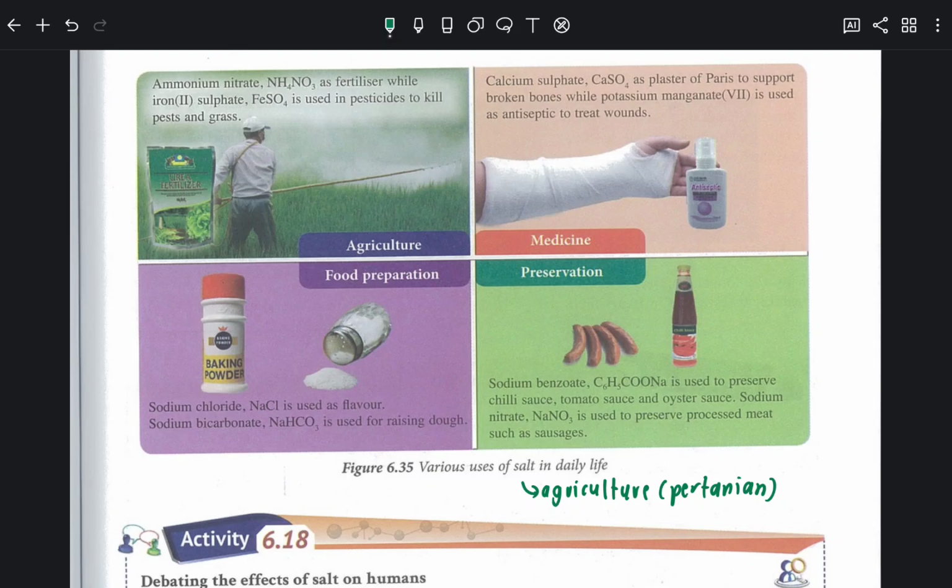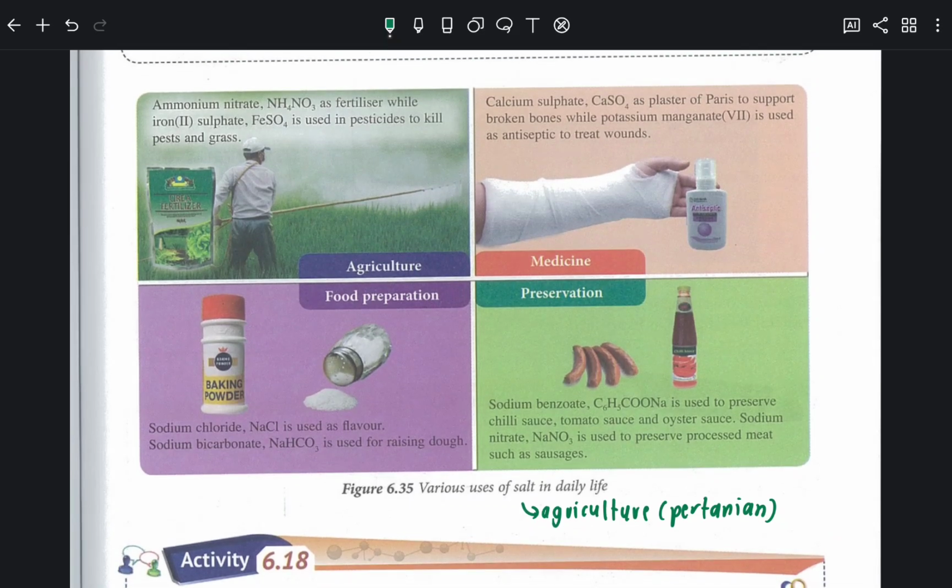Okay, why do we preserve it? So that we can avoid bacteria or microorganisms from spreading there. Because if your food is in a moist condition, for sure microorganisms love to reproduce, untuk membiak kat sana. Okay, faham? And you should know these examples. For agriculture, the very famous one is ammonium nitrate, or ferrum 2 sulfate. These are the two famous ones.